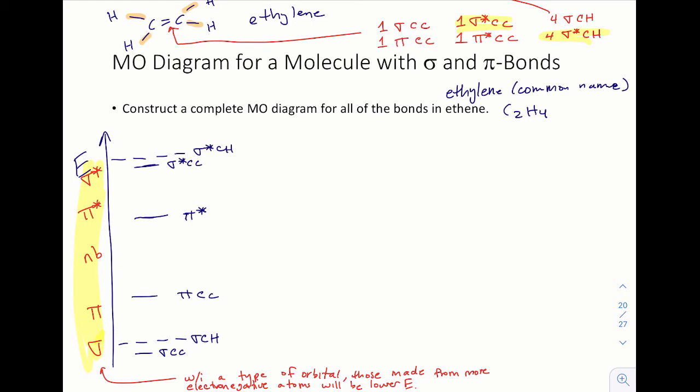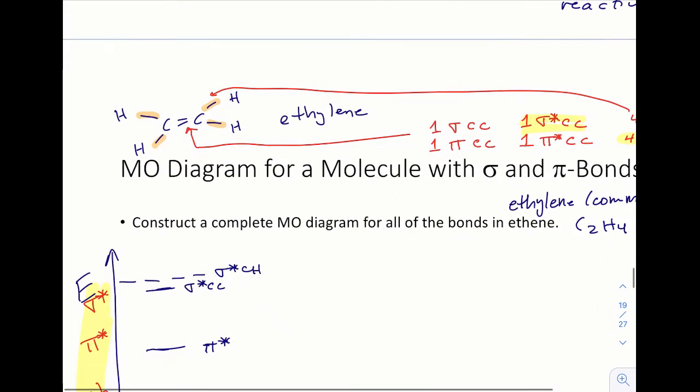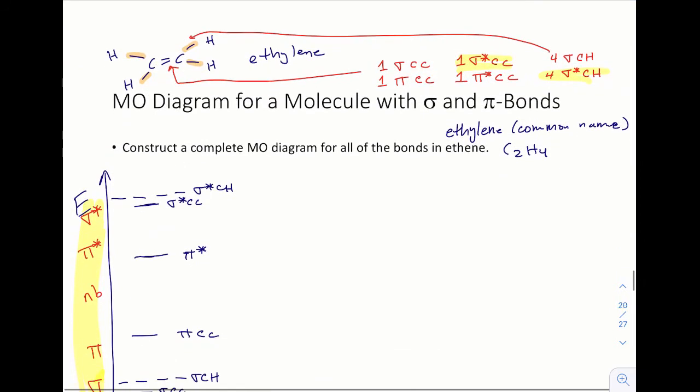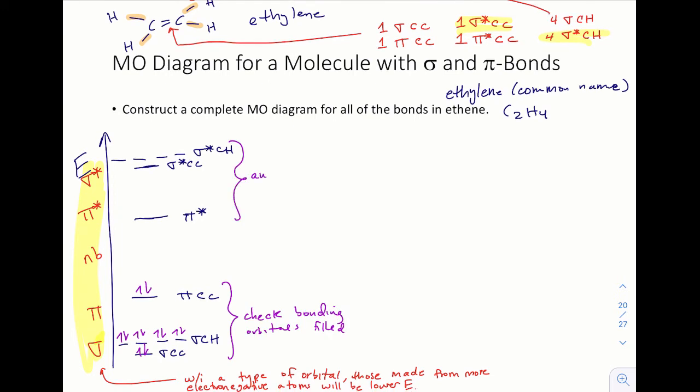All right, let's put the electrons into the proper orbitals. So for ethylene, there are 2, 4, 6, 8, 10, 12 electrons, which we can get from the Lewis structure or from the molecular formula using the valence electrons of each neutral atom. So 2, 4, 6, 8, 10, 12. Now we want to check to see that bonding orbitals are filled and anti-bonding orbitals are typically empty.